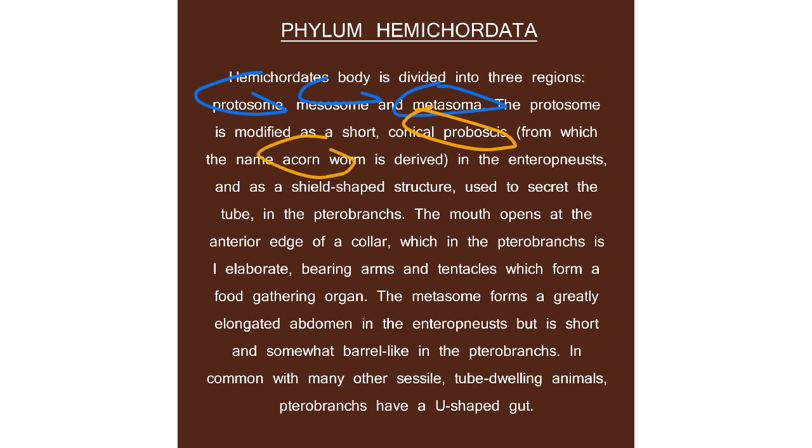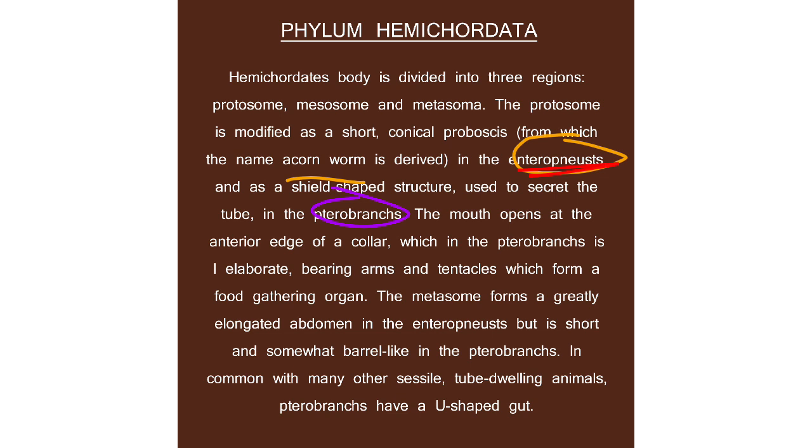So they have a name, and the name is acorn worm. It's a conical proboscis, and this conical proboscis performs different functions in different classes of Hemichordata. Basically, we have 2 classes. We have the enteropneusta that is marked in red, and we have the pterobranchia that is marked in purple.